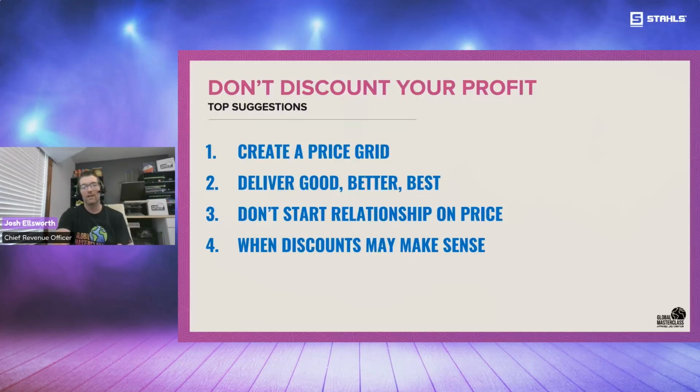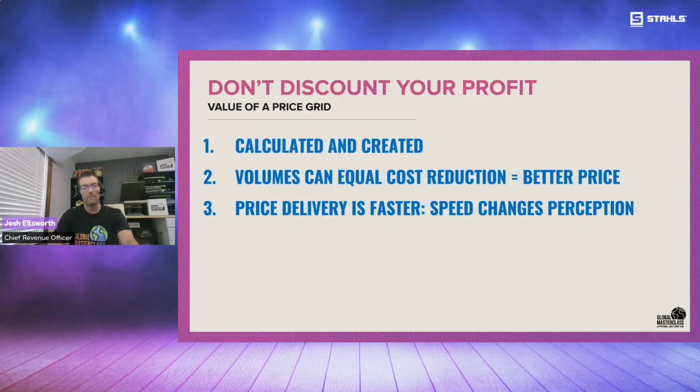And I'm going to show you that here in just another slide. I have a whole list for you of where they can make sense. So let's go through, as a review, these 4 items real quick. Number 1, create a price grid. Again, the value of the price grid is that it's pre-calculated and created. Volumes can equal cost reduction, right? Order more, get a better price, because I'm reducing my cost to make. And then your price delivery is faster.